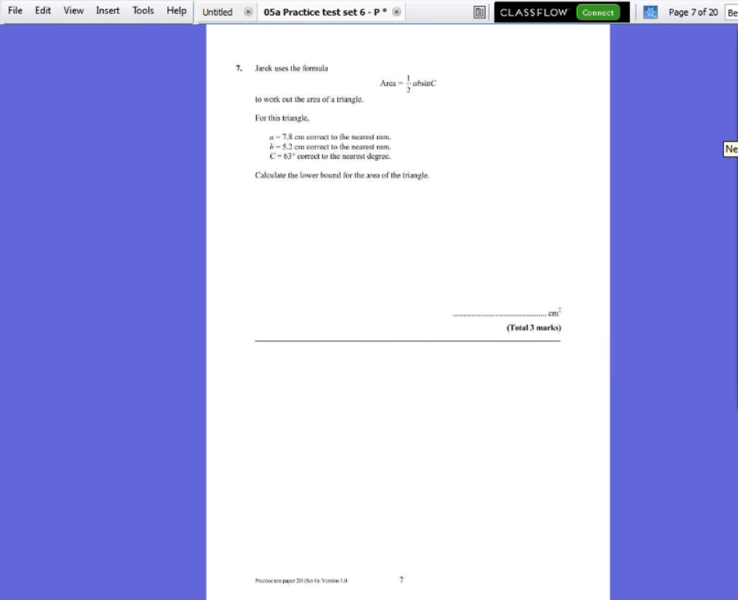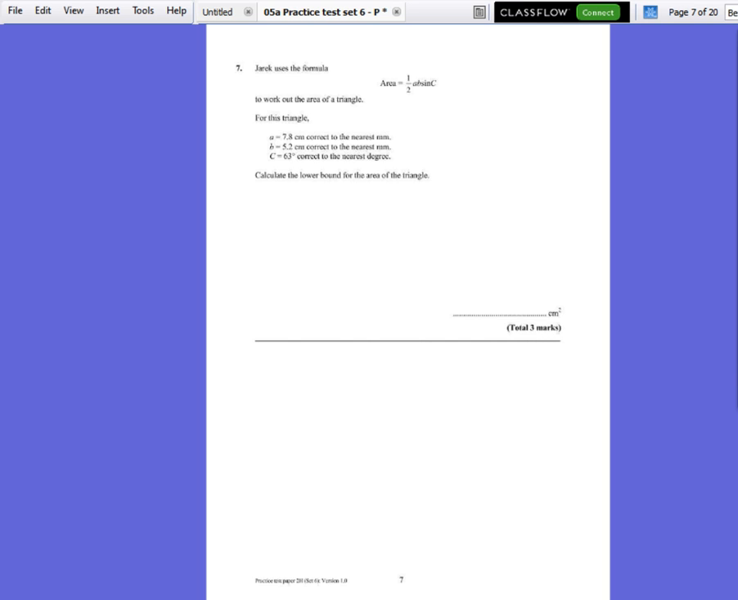Question 7. Jarek uses this formula, area equals a half AB sine C, to work out the area of a triangle. For the triangle, A is 7.8 centimetres to the nearest millimetre, B is 5.2 centimetres correct to the nearest millimetre, and C is 63 degrees to the nearest degree. Work out the lower bound.